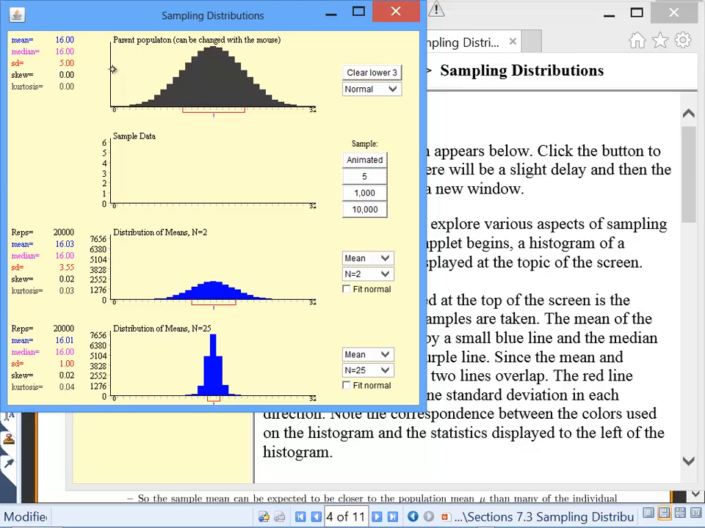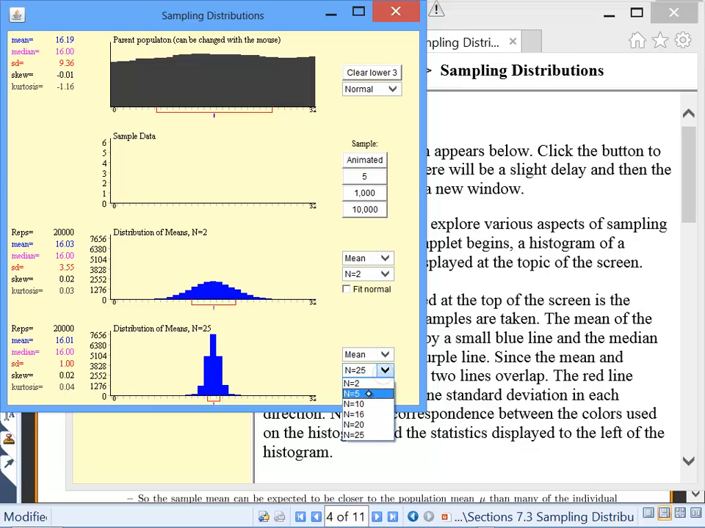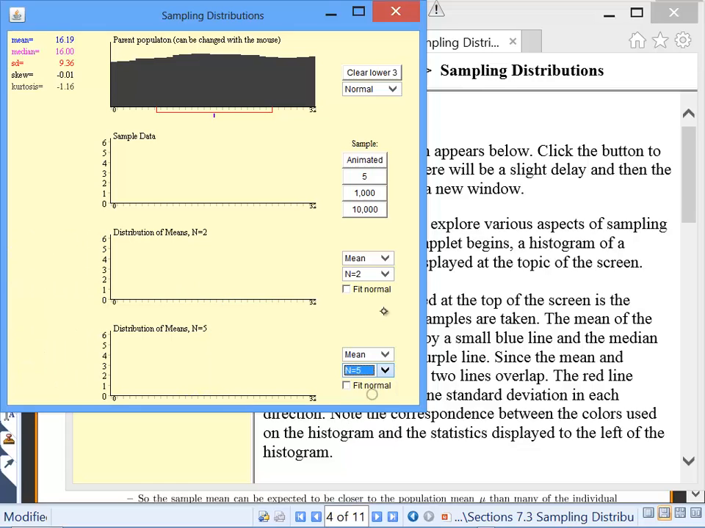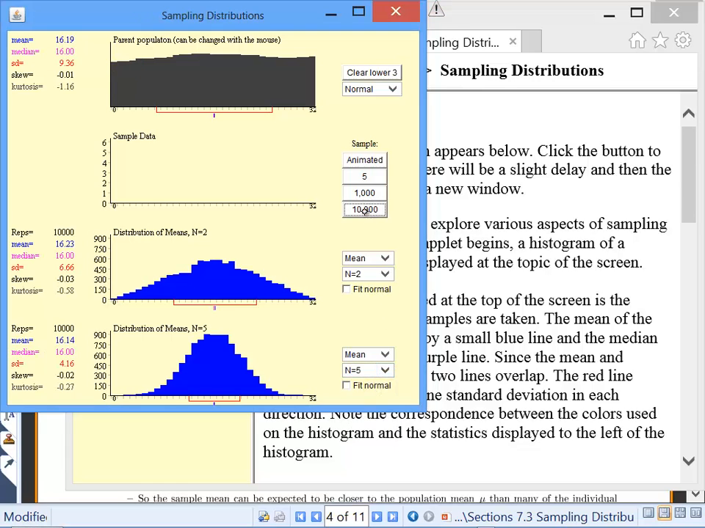Let's say I want to start with a uniform distribution, or fairly uniform. I didn't draw that very straight, but kind of uniform. So let's see what happens to my sizes of 2 and 5. Okay, so even though I started with a rectangular distribution, notice for my sample size of 2, it still looks more like a normal distribution. It's not quite normal because it doesn't have the whole bell shape. It's more of just a lump. Okay, but it does look more normal than the original population.